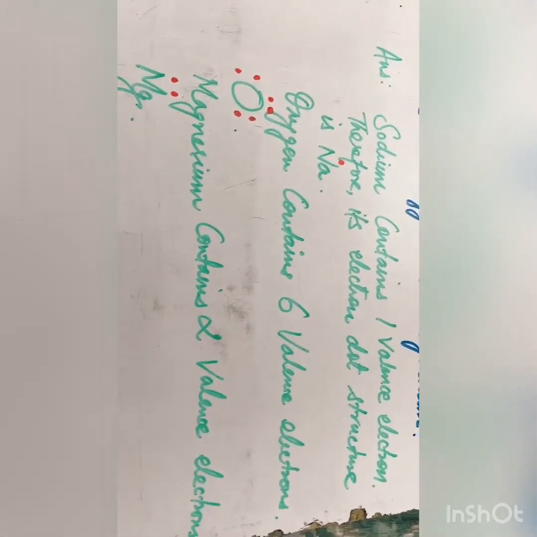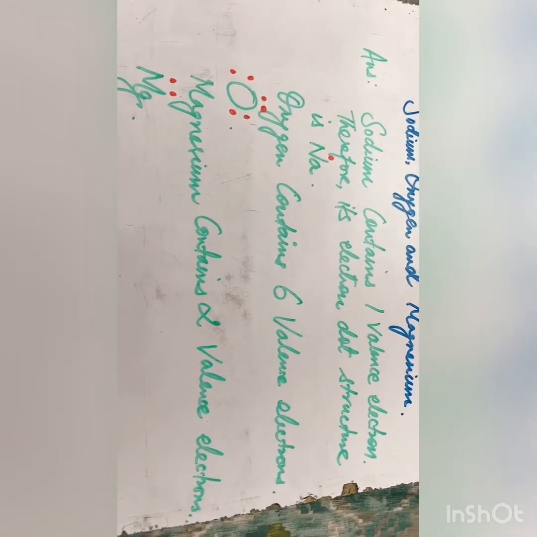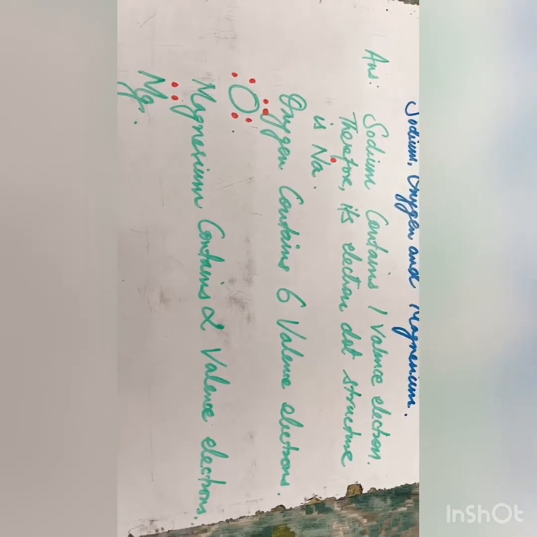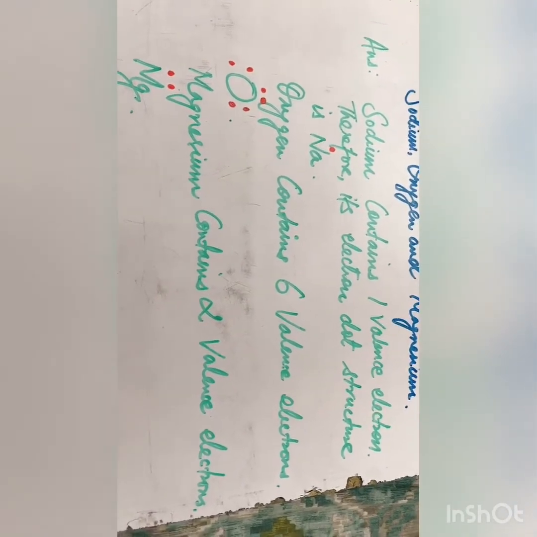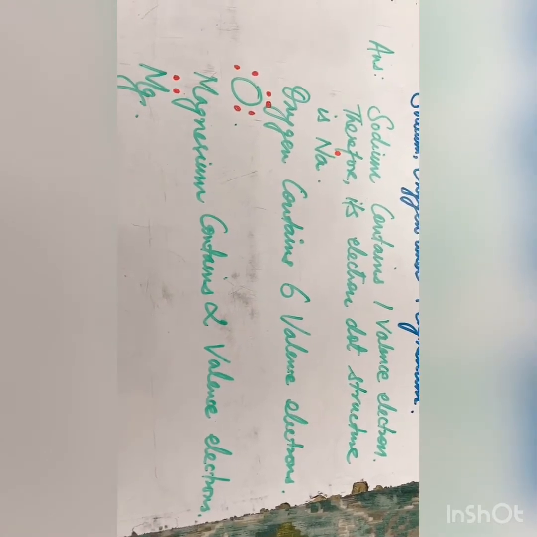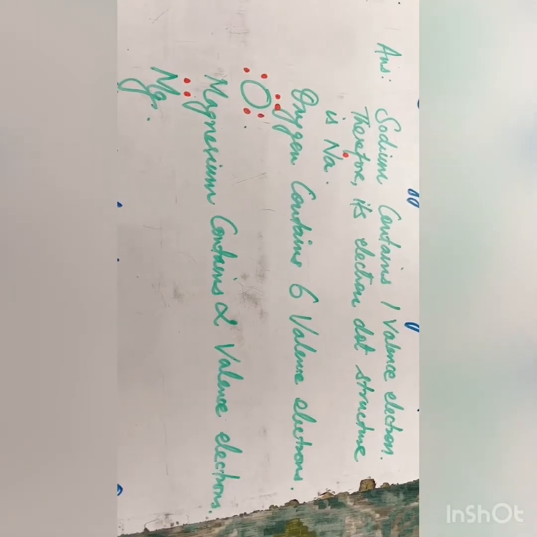So here you see, sodium contains one valence electron, right? Therefore its electron dot structure is Na with one dot. Can you see the red dot which I have given? Because the outermost shell of sodium has one electron, I have put one red dot, and you have already done the electronic configuration, which we discussed in earlier videos.